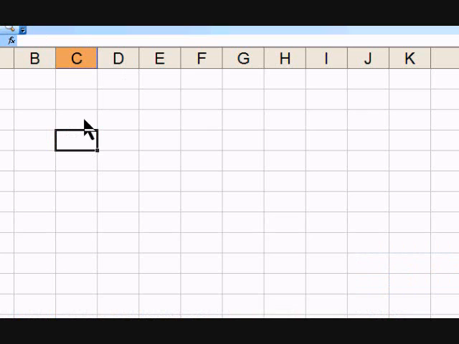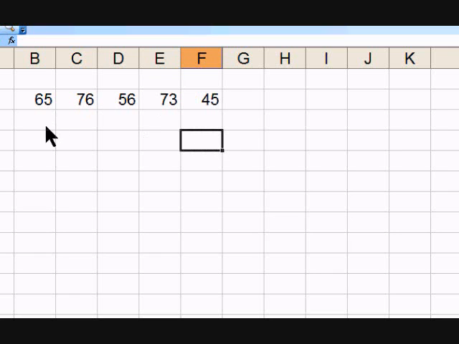In this case, we had our forecasts, which were 65, 76, 56, 73, and of course 45. And these are our actual values: 61, 71, 64, 78, and 46. So what's our absolute difference?